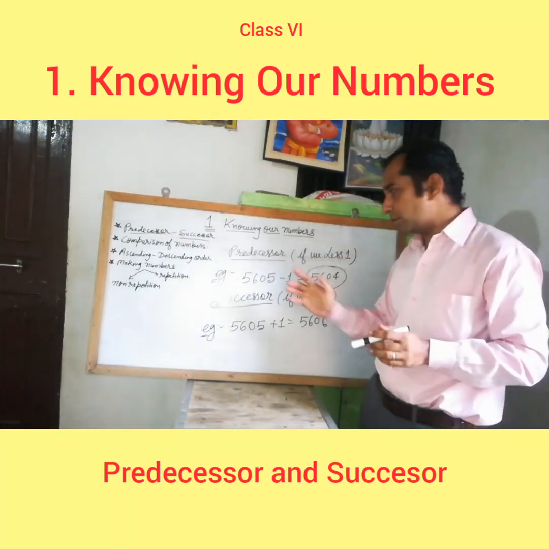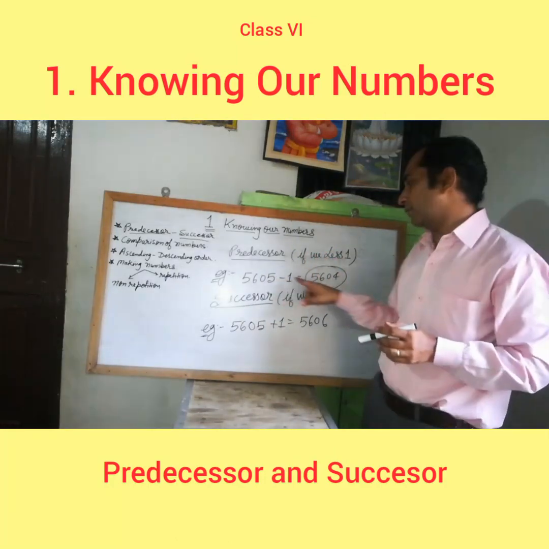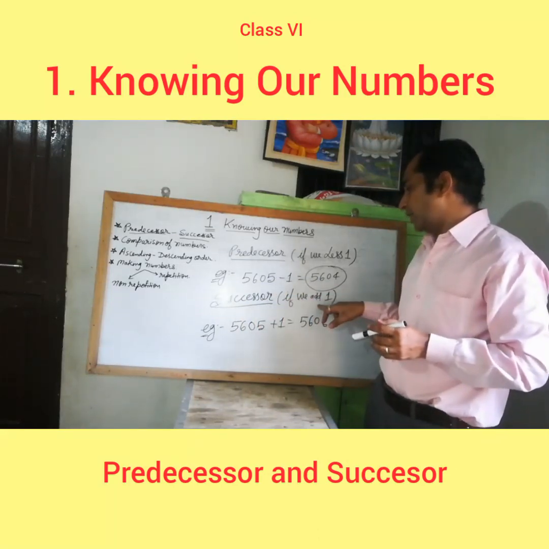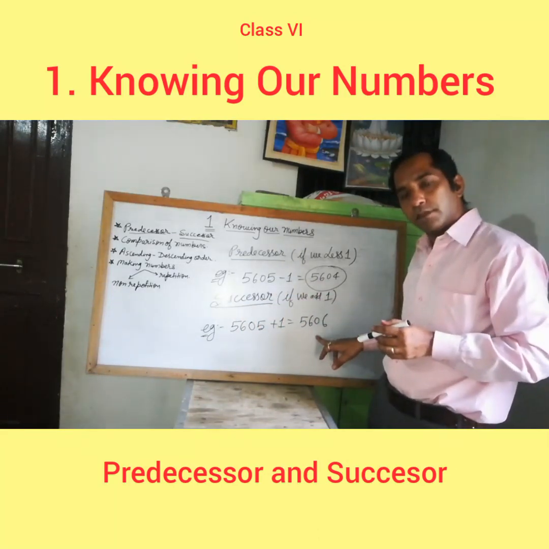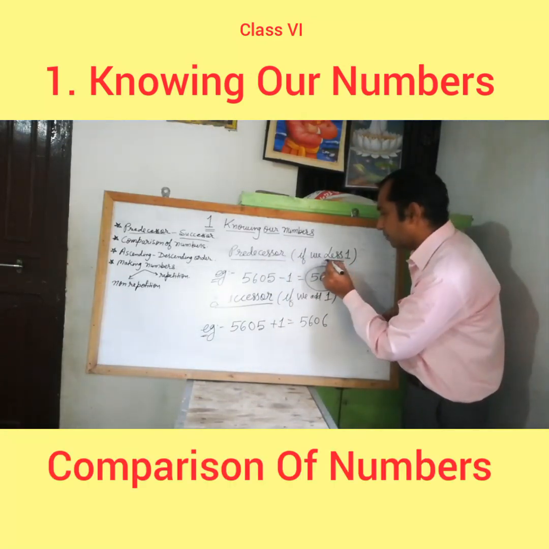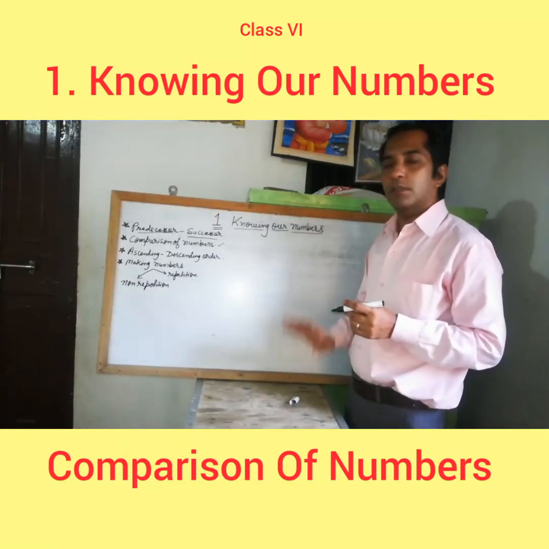What is the meaning of predecessor? Predecessor means you have to subtract 1, then you will get the predecessor. And successor, if you add 1, you will get the successor. In the predecessor, less 1 means subtract 1. Clear?